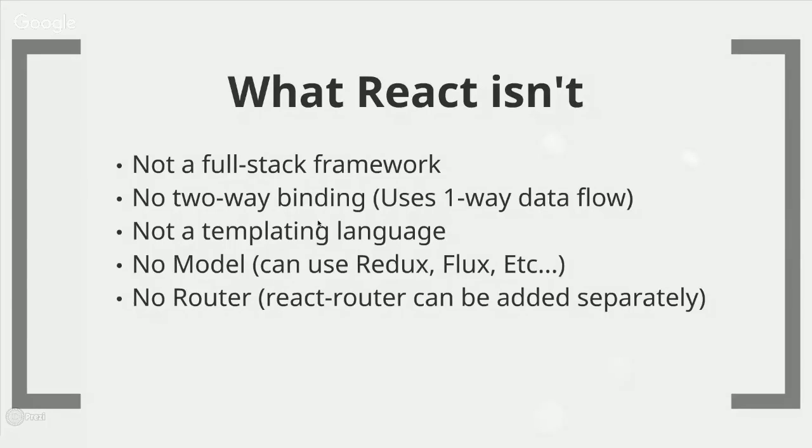There's no two-way binding. It uses that one-way data flow we just talked about. It's not a templating language. Some people think that React is kind of like Mustache, and it's more powerful than just a plain templating language. It doesn't have a model, whereas in Angular your model is kind of connected to your view, or you can put things in services and feed that through. There's no router. There are a lot of other things it doesn't have, but you can download them from third-party people, like React Router, which is the main one. You can make single-page applications with that.